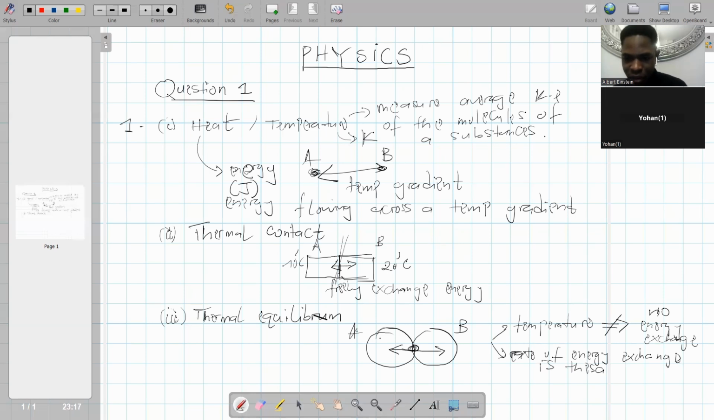So be very careful. Thermal equilibrium is a situation where two bodies at the same temperature, that's the first point, have the same rate of energy exchange. They exchange energy at the same rate. Exactly, right. That's it.